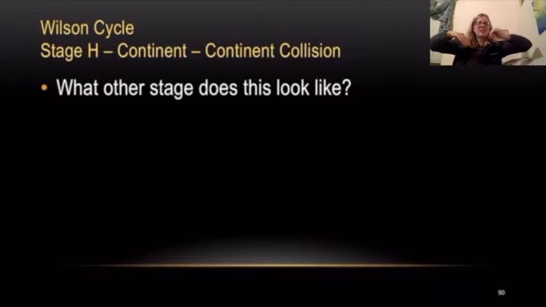Think about that again. An island arc is getting pushed onto the continent. Does that sound anything like what we're doing right now? Yeah, we've got continent and continent running into each other. So in stage H, two pieces of continent becoming one. In stage E, we've got an island arc and a piece of continent becoming one.